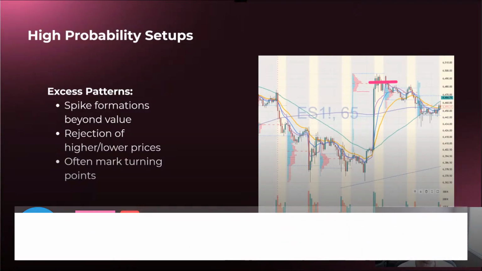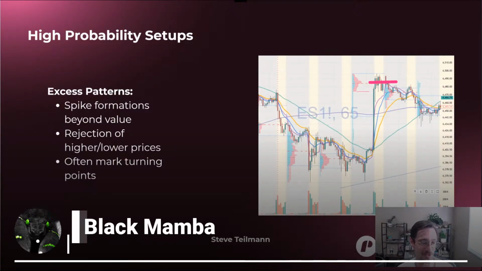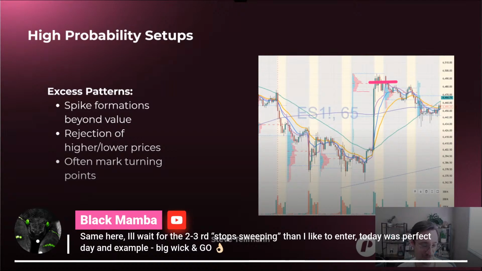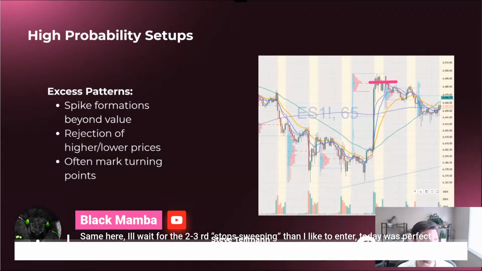Yeah, Black Mamba saying, I'll wait for the second or third stop sweep, and then he likes to enter. Perfect. Today was a perfect day, an example. Big wick and go. Yes, sir. You get it. Absolutely. Good stuff, guys.